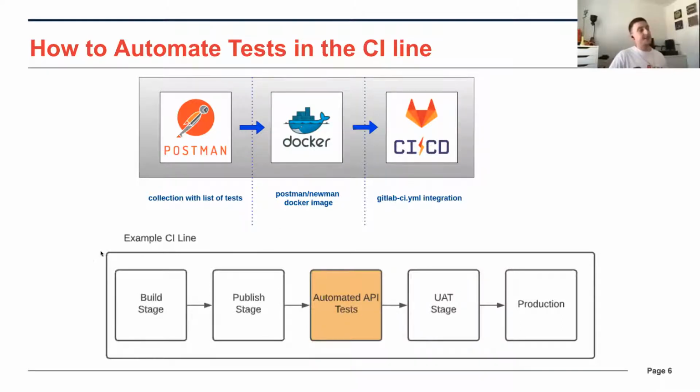This is just an example CI line that I've highlighted at the bottom. This won't be the same for every team. It's just a pure example. What we have is the build stage, where a developer will commit a piece of code and a new build is started. Then this new version of the application is published. And here, you can trigger your collection suite, your Postman suite, to run in the CI line. Then you can either block or automatically deploy to a UAT or testing stage if all the tests have passed, which is really cool.